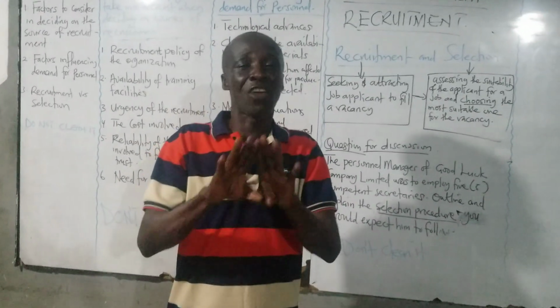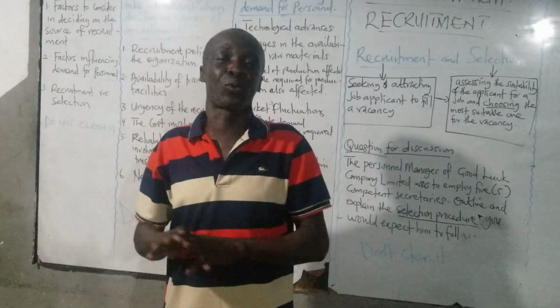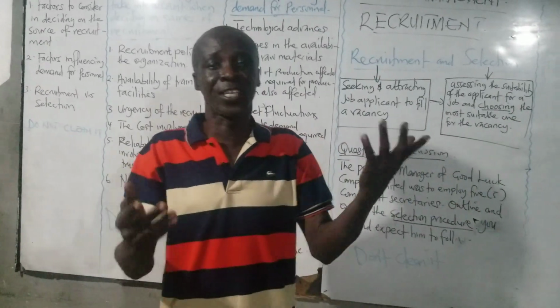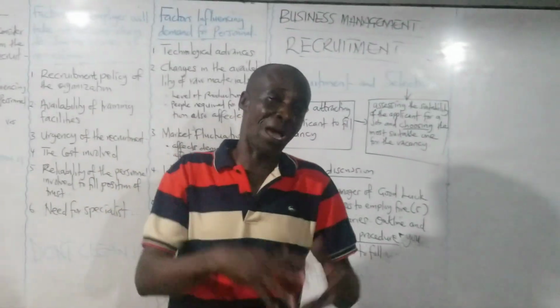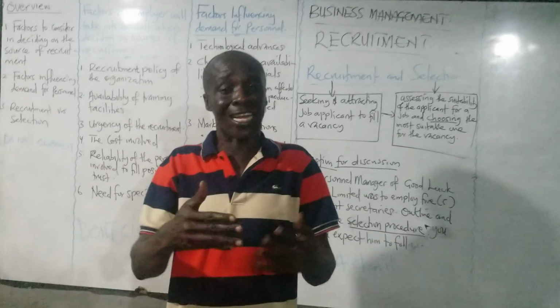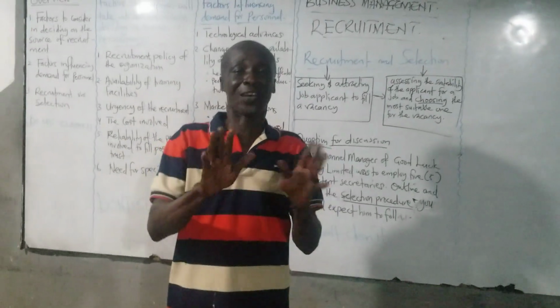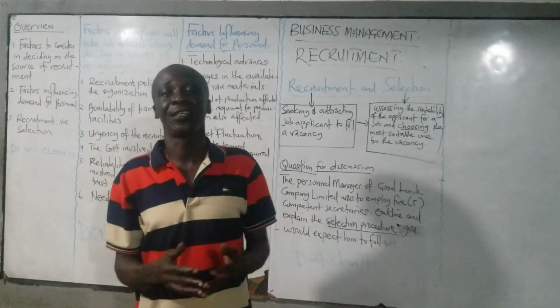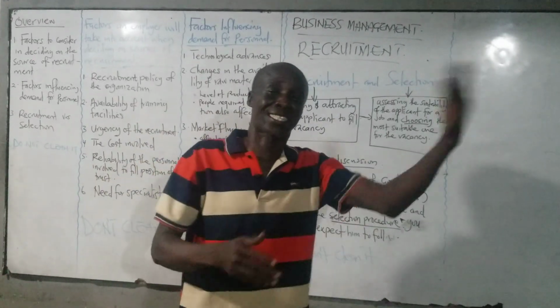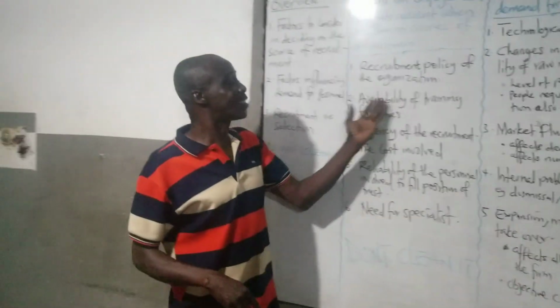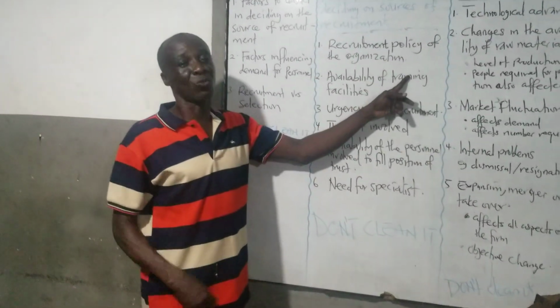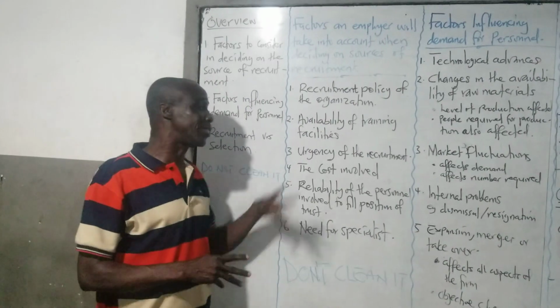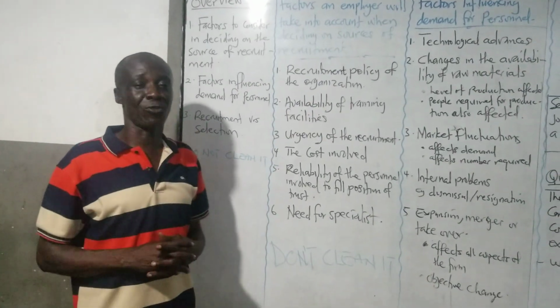So if you have training facilities available to train them, then certainly you'll be using internal recruitment. But if you don't have facilities to that effect, in other words, if you don't have facilities to train your own workers, then you have to go for somebody who's already trained. So certainly you go for external recruitment. So the facilities available in respect of training will determine whether you are going for internal recruitment or external recruitment.